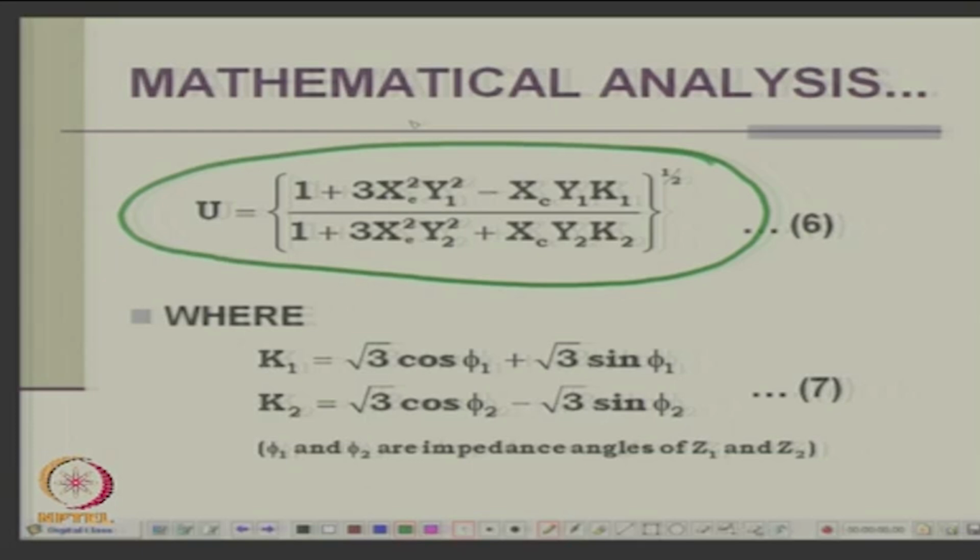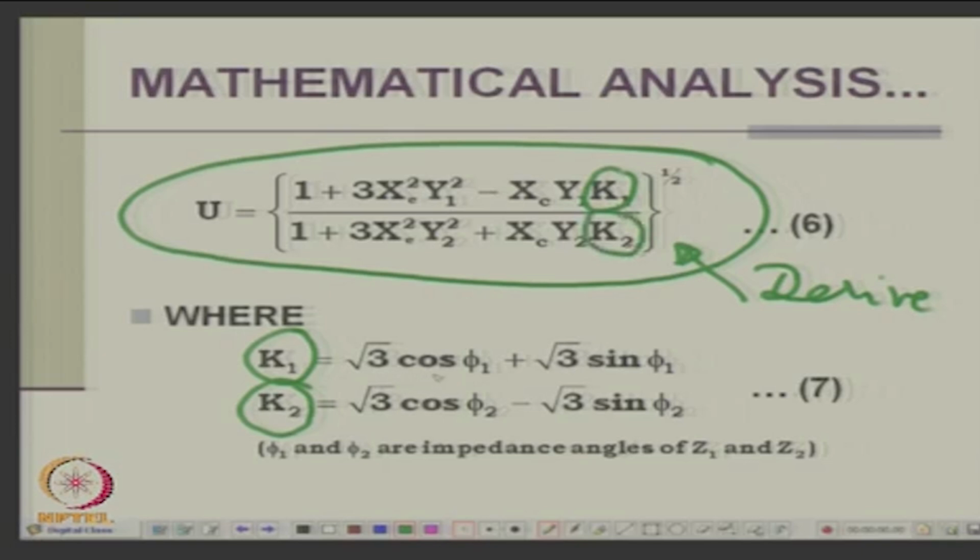I am giving you the final expressions, but again you have to derive them. This is the expression for the unbalance factor, and the constants K1, K2 are given by this. This is K1, this is K2, and they involve root 3 cos phi 1 sin phi 1, where phi 1, phi 2 are the impedance angles of Z1, Z2.